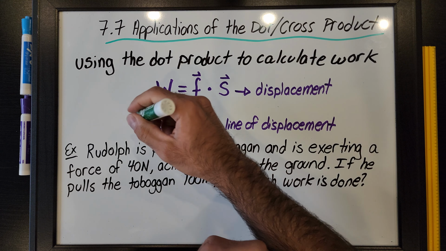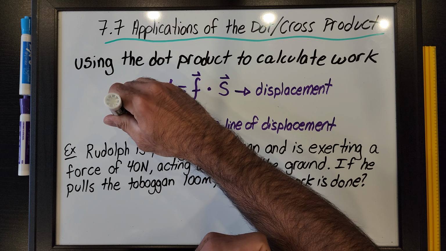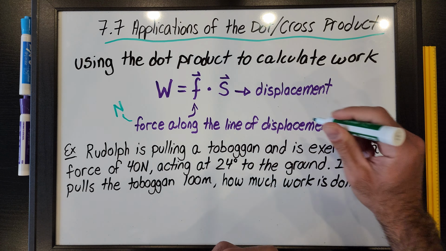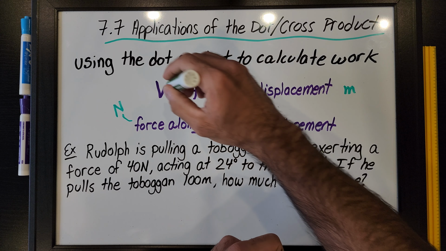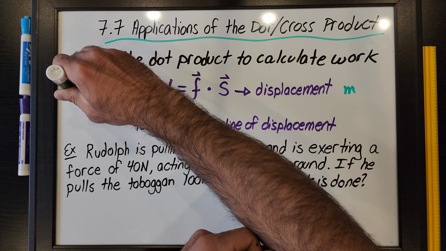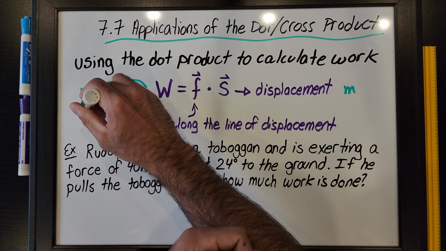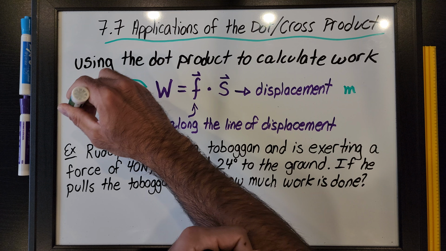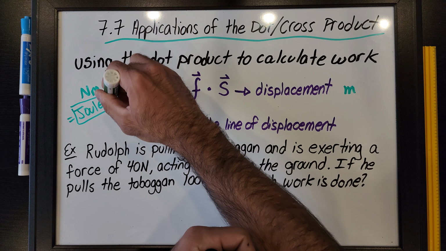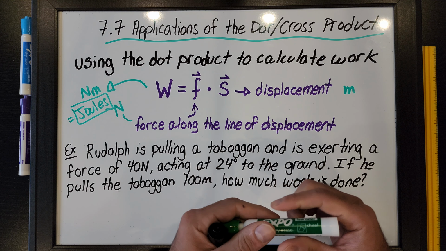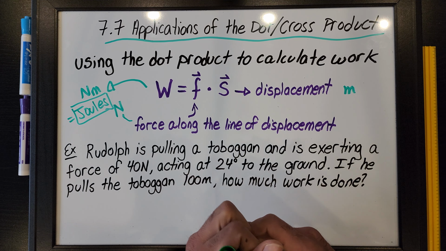Okay, and this is in newtons usually, and this is in meters, and work is actually in Newton meters, and we call that joules. Okay, so the unit for work is in joules, but it is really just Newton meters.